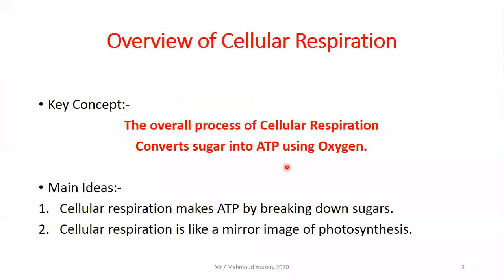So let's start. Our key concept is that the overall process of cellular respiration converts sugar into ATP using oxygen. We already have studied ATP, adenosine triphosphate. Our main ideas: number one, cellular respiration makes ATP by breaking down sugars. Number two, cellular respiration is like a mirror image of photosynthesis, and we already have studied photosynthesis.